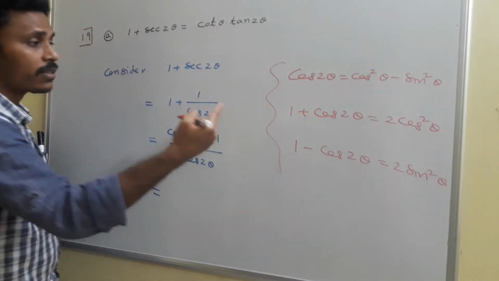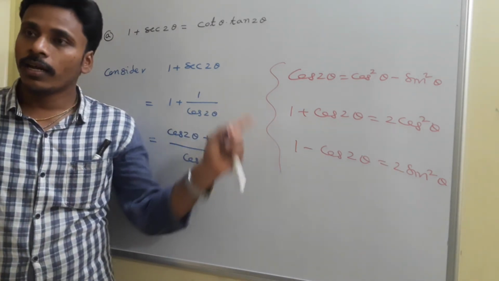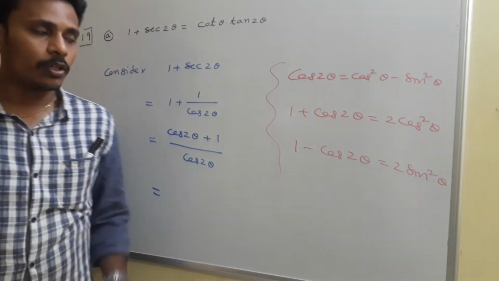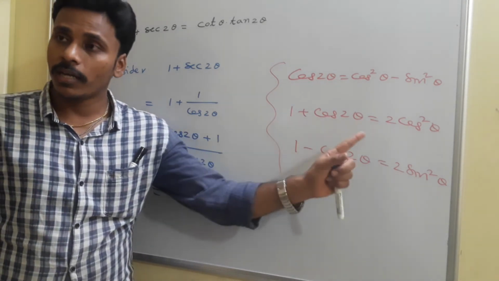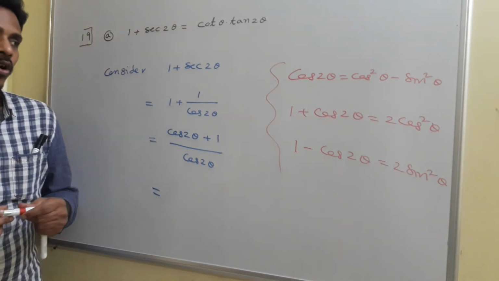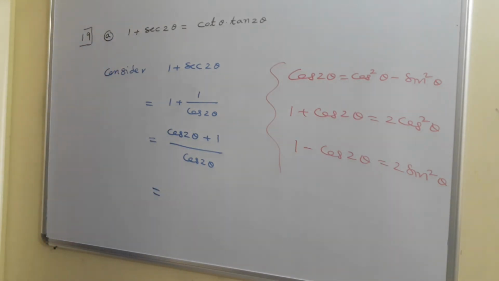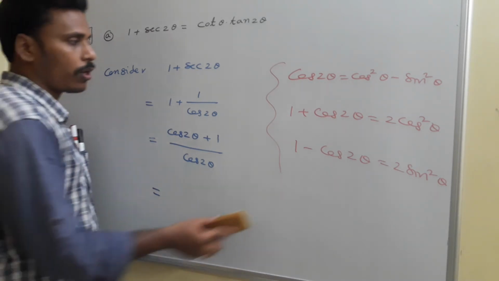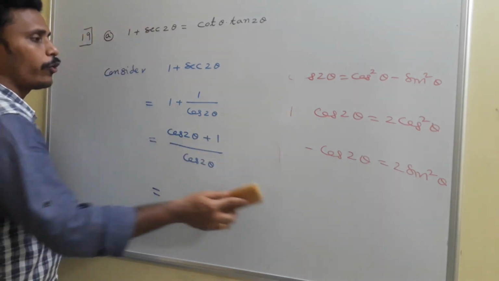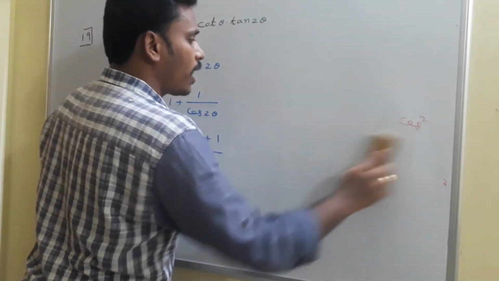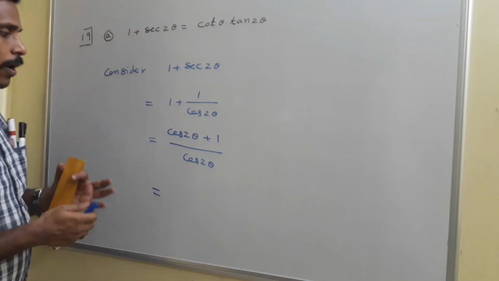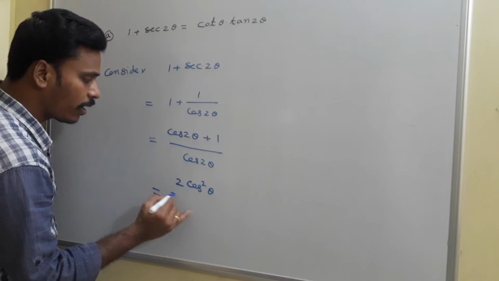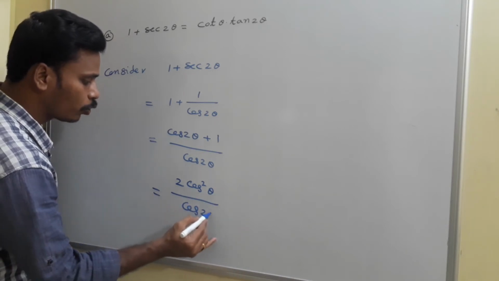Just everybody, have a look here. cos 2 theta is cos square theta minus sin square theta, 1 plus cos 2 theta is 2 cos square theta, 1 minus cos 2 theta is 2 sin square theta. We discussed the proofs of all these in the previous points, and we did some problems also. Now the second one we are going to utilize: 1 plus cos 2 theta is 2 cos square theta. Now this numerator is 2 cos square theta divided by cos 2 theta.